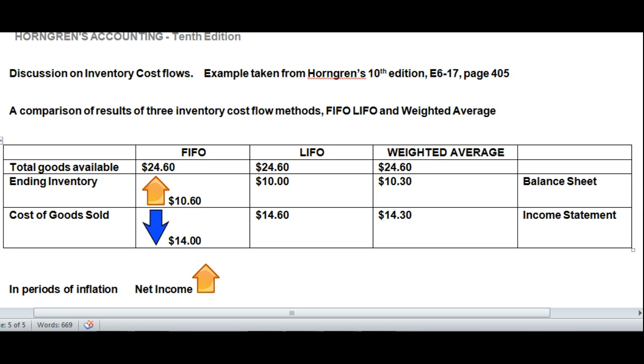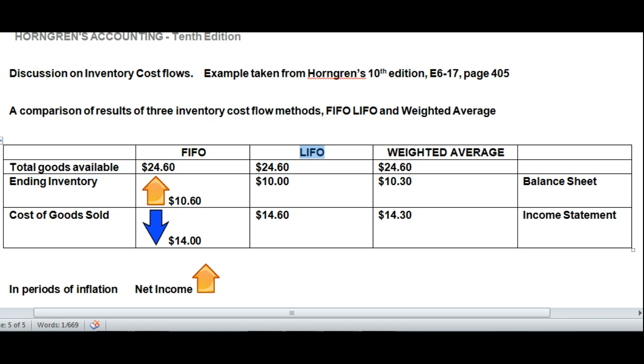So after examining this, I think it's fair to say that FIFO makes your ending inventory look higher, your cost of goods sold look lower, and your net income look higher. So it would make all ratios seem just a little more positive simply from picking the FIFO cost flow. Why then would anyone use LIFO or weighted average? Well, people who want net income and ending inventory to look strong will use FIFO, that's for sure.